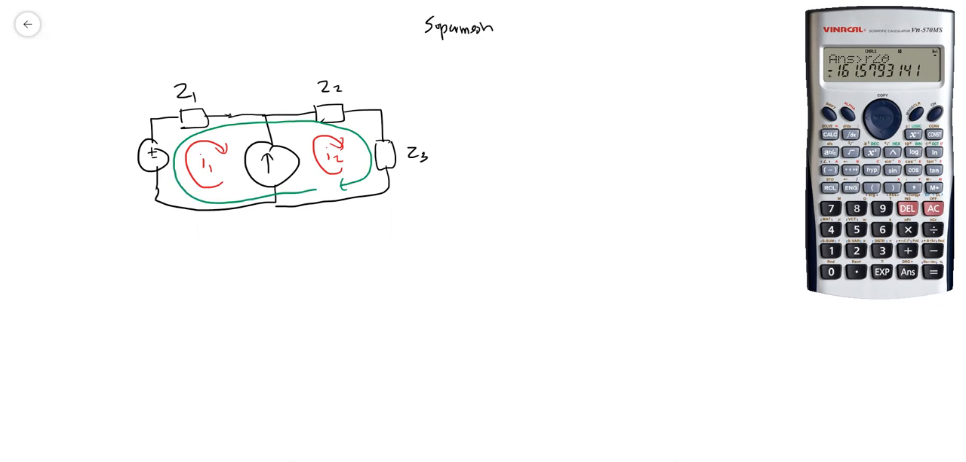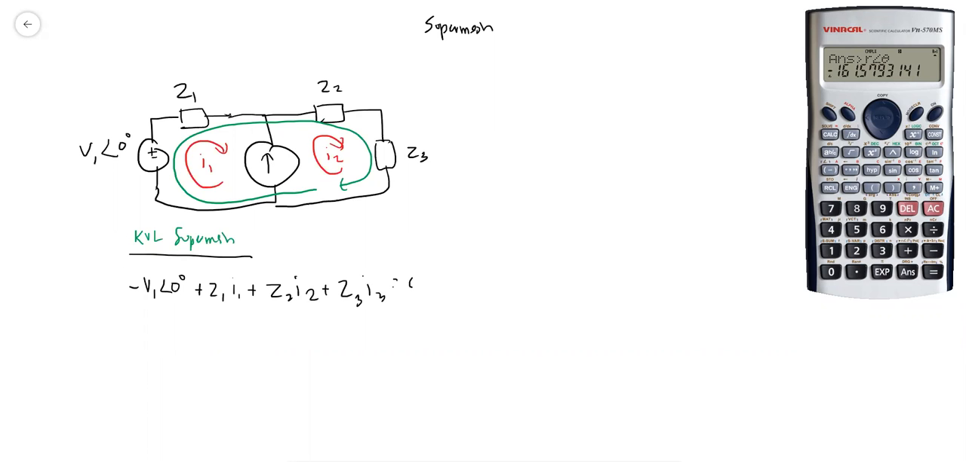So the super mesh is actually we refer to this mesh. Maybe this is V1 with an angle of 0. What you need to do is write the KVL for the super mesh, the green color. This one will become negative V1 angle 0 plus Z1 I1 plus directly just Z2 I2 plus Z3 I3 equal to 0. So this is your equation, and another equation is actually from the current source.